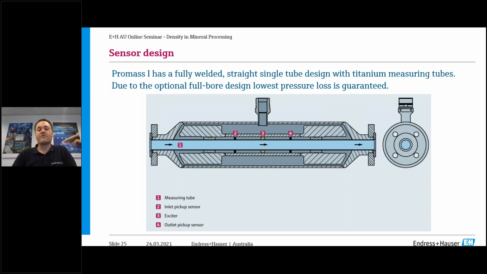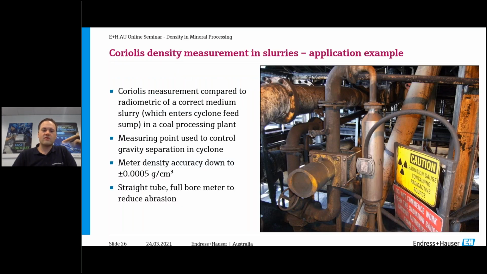But as I mentioned before, abrasion of the device does depend a lot on the particle size, the type of particle, the shape, and also the velocity. So if those things are considered when we're designing a solution involving a Coriolis meter, then you'll have no problem measuring. And I'll show you an example now where we installed a Coriolis meter in a correct medium application for a coal processing plant, where it enters the cyclone feed sump.